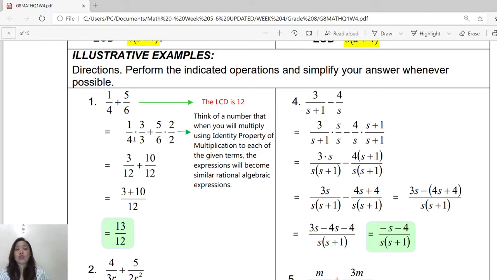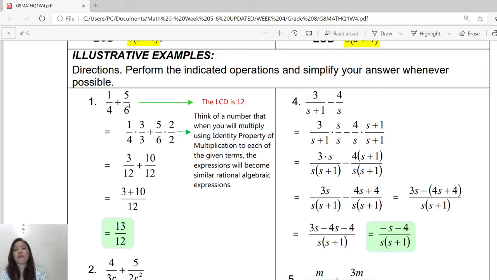So what do you need to multiply in here to get 12? Since we have 4 here, and it should be 12, what number do you need to multiply to 4 to make it 12? So we have 3. So we will multiply 3 to both the denominator and numerator. It should be both. It cannot be only the denominator.